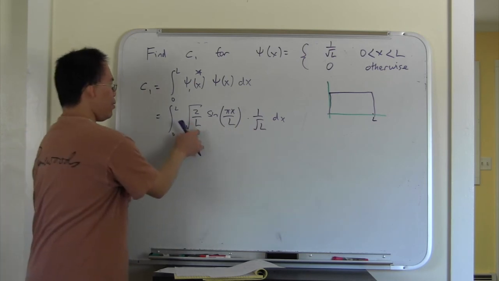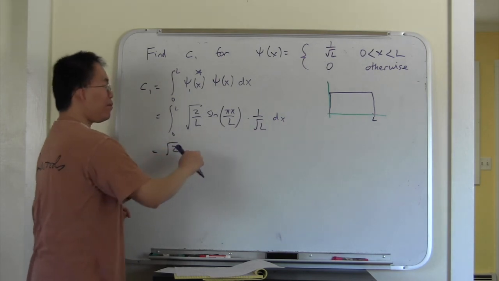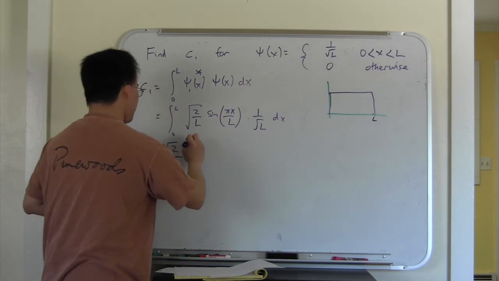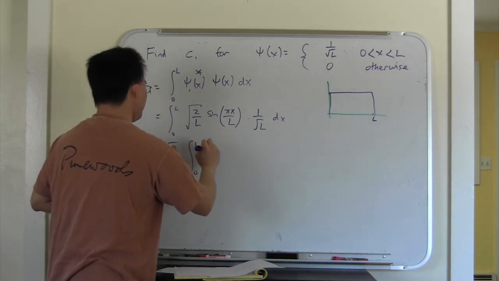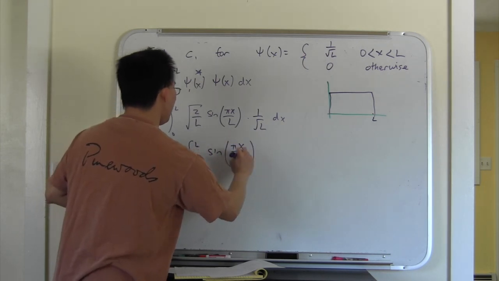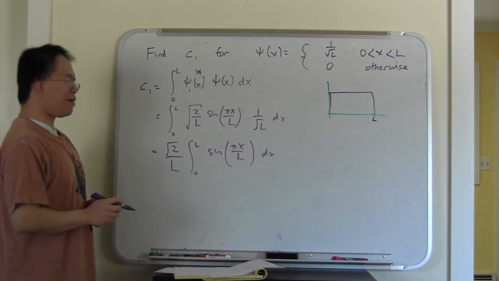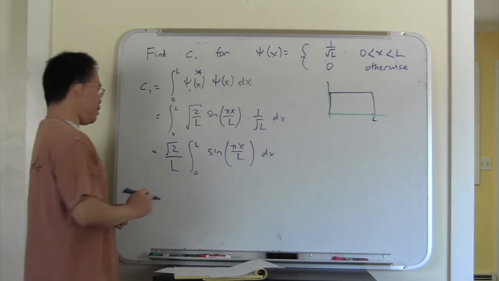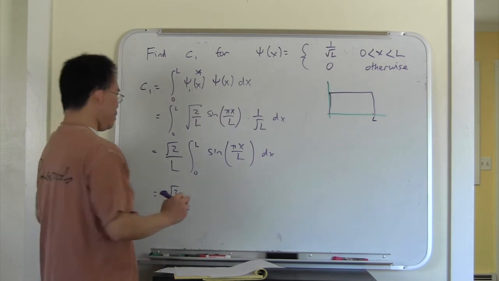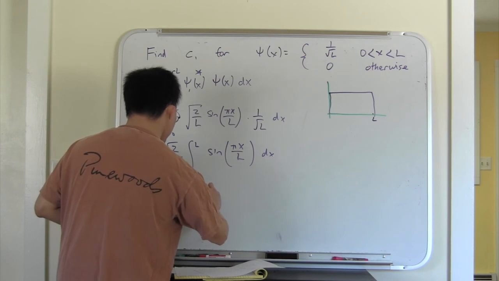So I'm going to pull out all of this stuff. So I pull out a root 2. I have two factors of square root L in the denominator, so that turns to an L. Right, and so I have the integral from 0 to L of sine pi x over L dx. And you can probably think about how to integrate sine. So that's going to give me root 2 over L. I'm going to have a minus cosine here.